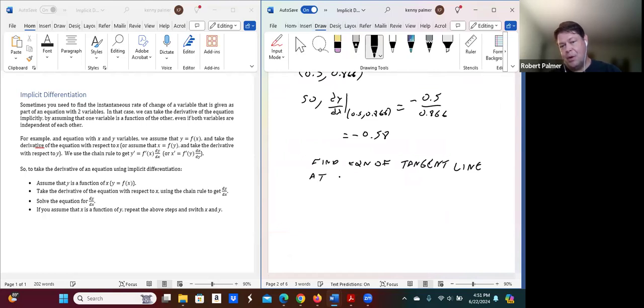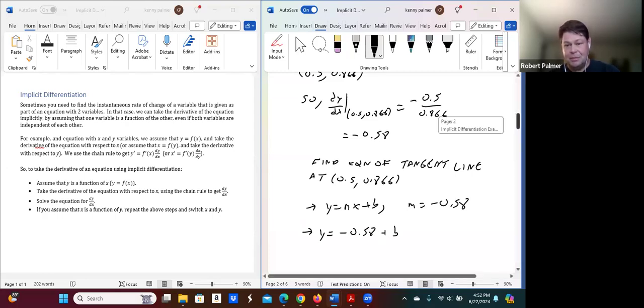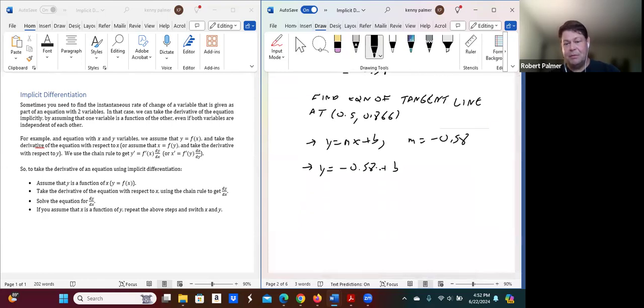Once again, at that same point, 0.5 and 0.866, okay? And so what we want, of course, is y equals mx plus b. We just found that m is equal to negative 0.58, okay? So what we have so far is y equals negative 0.58 x plus b. Now, let's plug in the point. We need to find b.